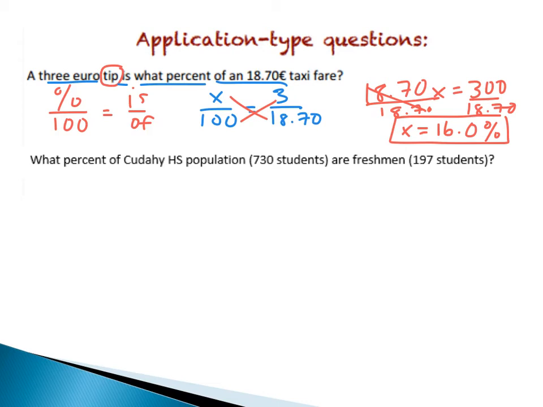What percent of Cudahy High School population, which is 730 total students, are freshmen? Okay, so I again want to know what percent of the Cudahy High School population, which is 730 students, are freshmen, which is 197 students.